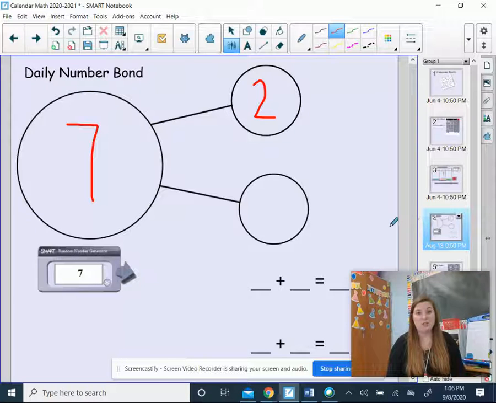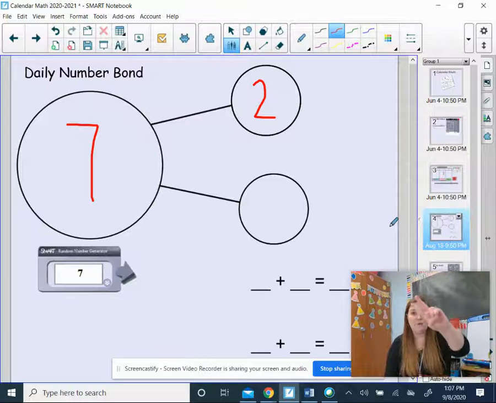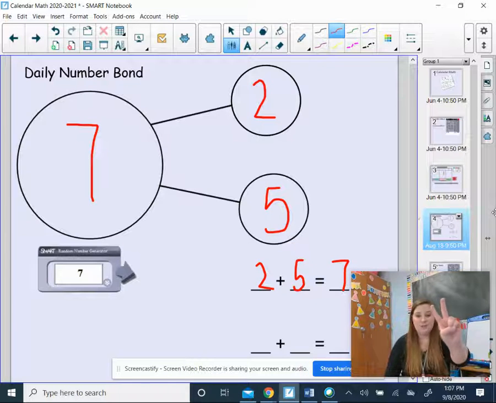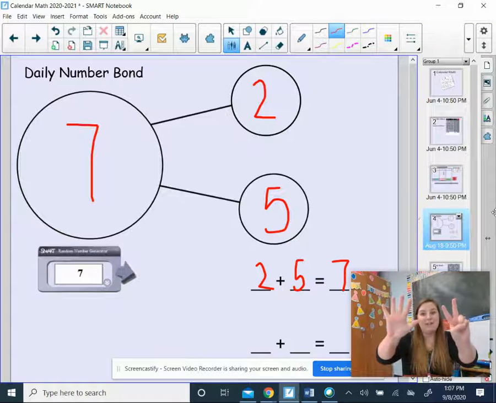Do that with me. Ready? We're going to start at 2 and count on to 7. 2, 3, 4, 5, 6, 7. So 2 and 5 make 7. Let's write an addition equation to show that. I'm going to take my parts and add them together. 2 plus 5 equals 7. Show me that on your fingers. 2 and 5 equals 7.